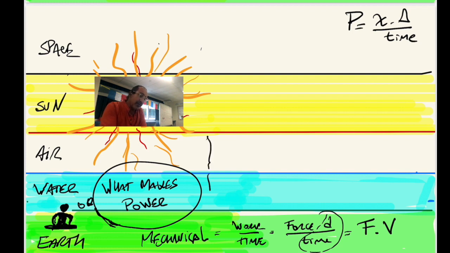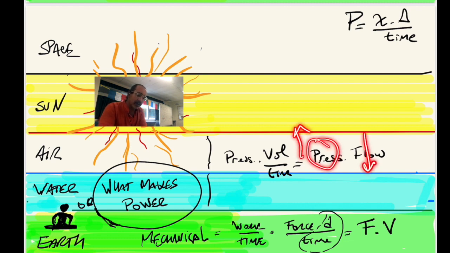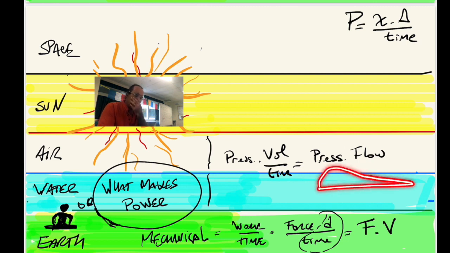Now, when we look at the power in fluids, I'm going to treat both of these fluids together because it's the same formula. Remember that energy is pressure times volume. And when we do pressure times volume, which is energy, divided by time, we find the formula for power as pressure times flow. And this is also something interesting. It explains many things. We can increase the pressure by sacrificing the flow and vice versa. This has to do with the shape of wings, for example.